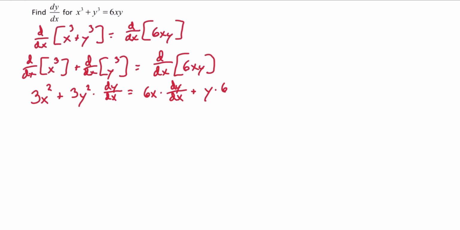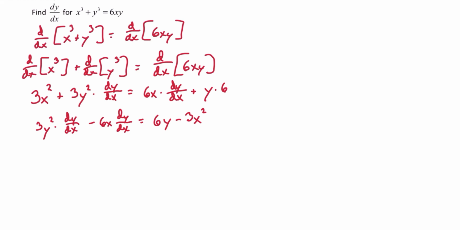Now we can simplify and group terms that have dy/dx to one side and terms that do not contain dy/dx on the other side. So I'm going to group all the terms that contain dy/dx on the left. That means I need to subtract 6x dy/dx. And terms that do not contain dy/dx, I'll move to the right side. So 6y is good on the right, and we need to subtract 3x squared over.